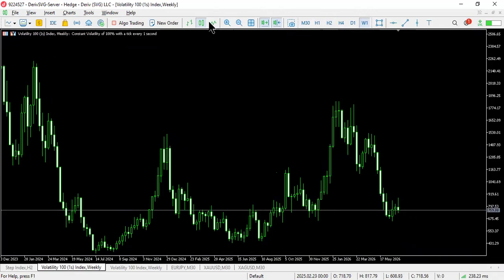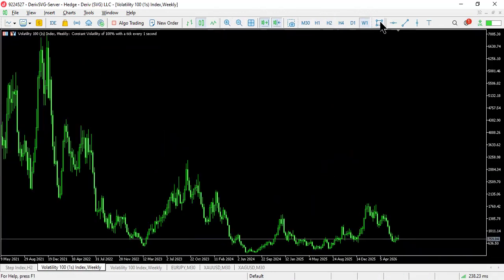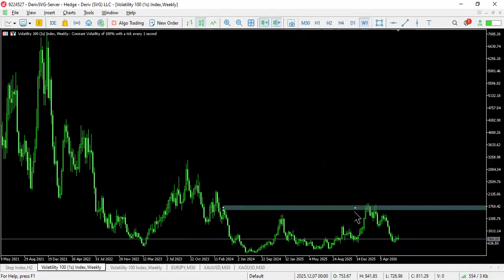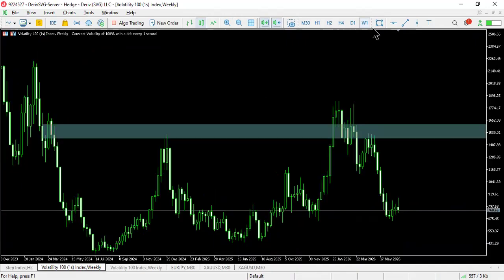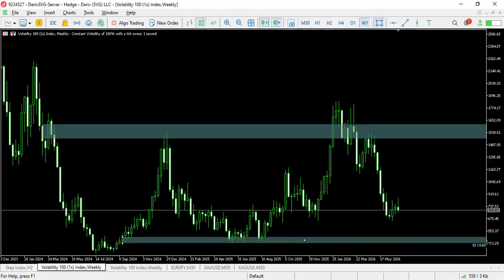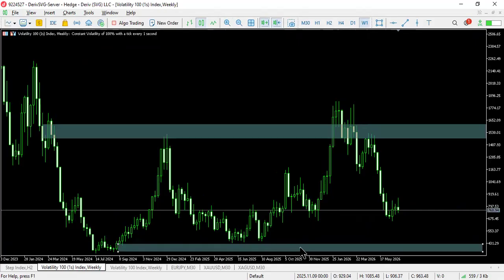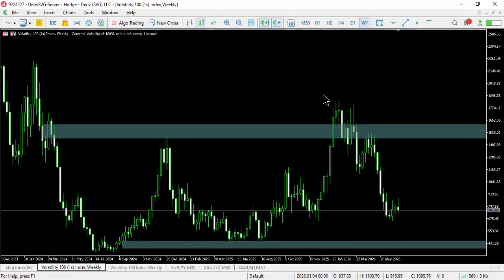Heading over to Volatility 101s, if we minimize, we can see that price has been reacting, pushing from that supply. And then down here, we have our demand zone. We can see that price is still far from that demand. Therefore, my bias from the weekly time frame is still bearish. I'm going to be looking for selling opportunities until price decides to come to this demand zone.